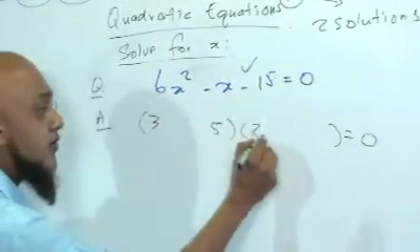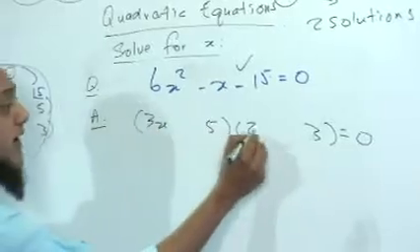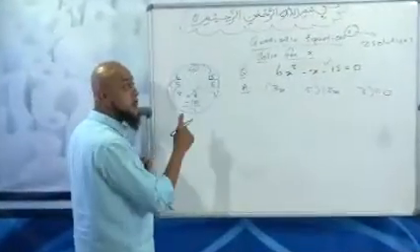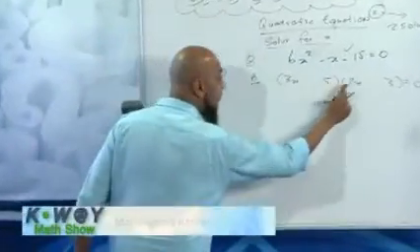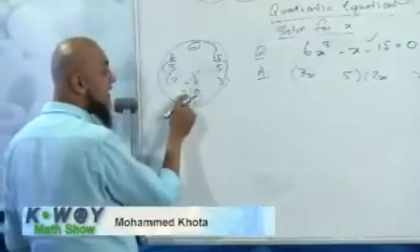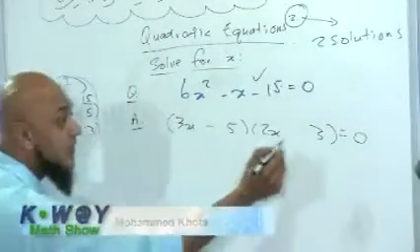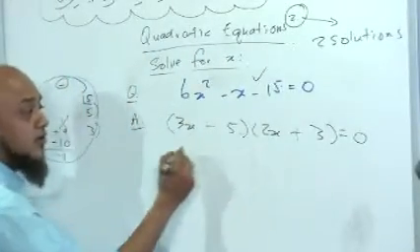3, 5, 2, 3. To get x squared, we put x and x. Again, I asked you the question. Which one gets a positive? Which one gets a negative? 5 times 2 is 10. What do I need? Negative. 3 times 3 is 9. What do I need? Positive. There we go. Those are our two factors.